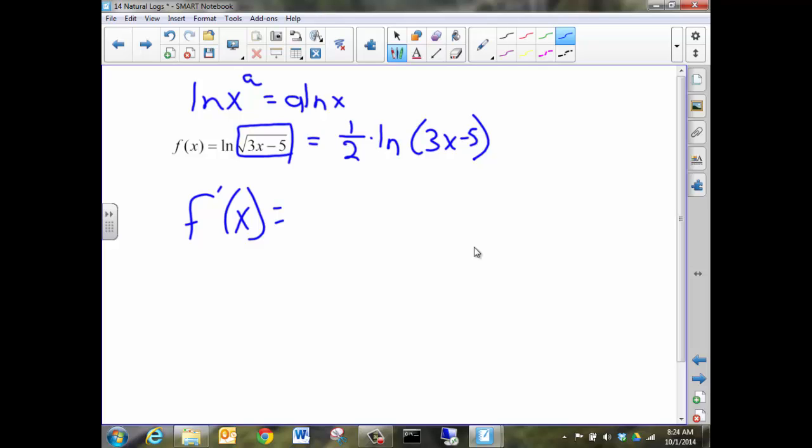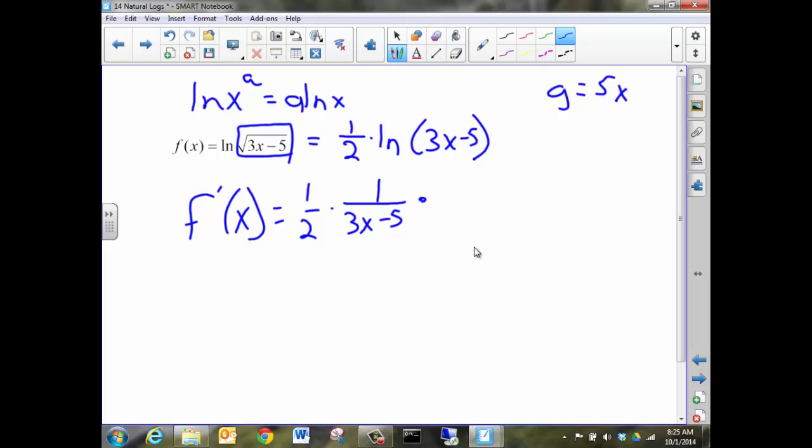So, we know that we're going to need the 1/2 here. Just like if we've got a function equals 5x, the derivative is going to be 5, because the derivative of x is 1 and 1 times 5 is 5. So we're going to have 1/2 times the derivative of ln, which is 1 over the argument, times what's the derivative of the argument?